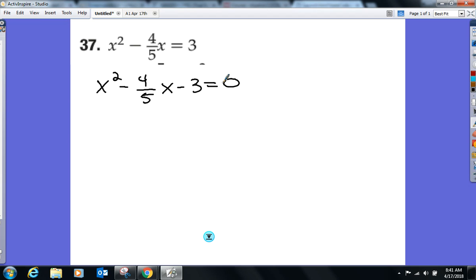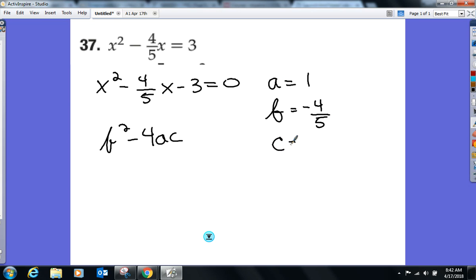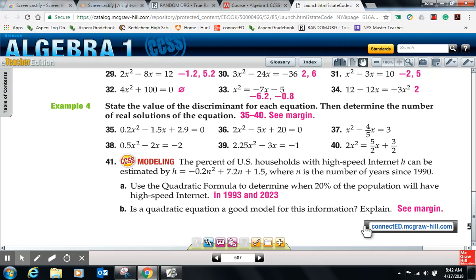B squared minus 4ac. Your B value up here is what? Negative 4/5. Your A value, 1, and your C value, negative 3. So I'm going to store all these into my calculator and then do B squared minus 4ac. Let's see, what type of number did you get out there? I have no idea because it says C margin.